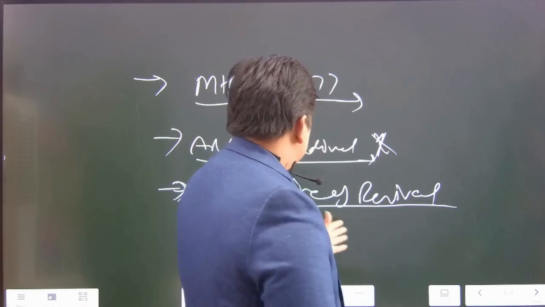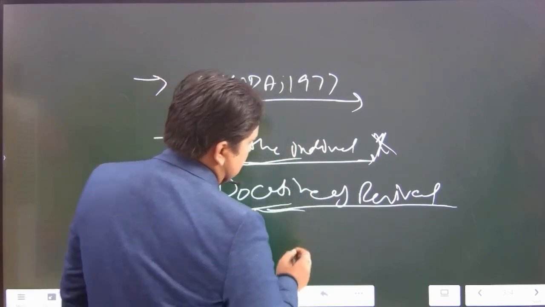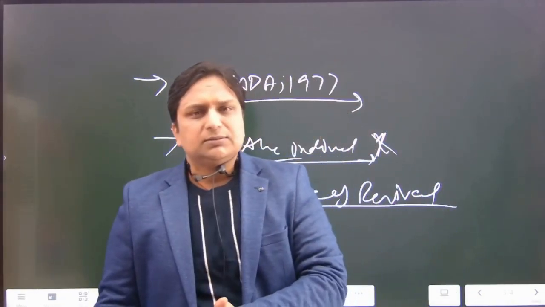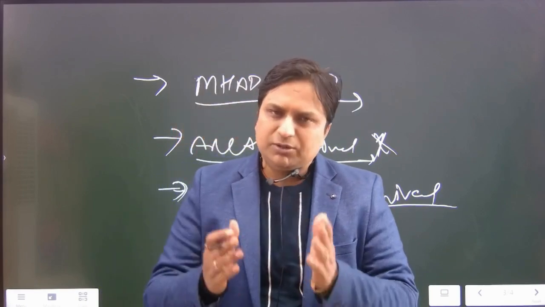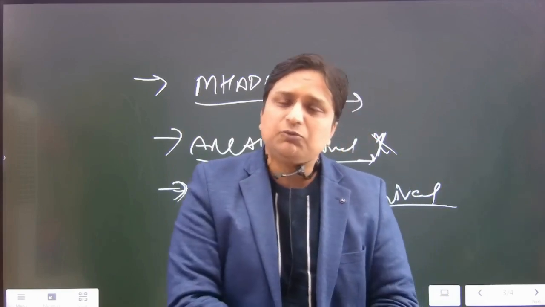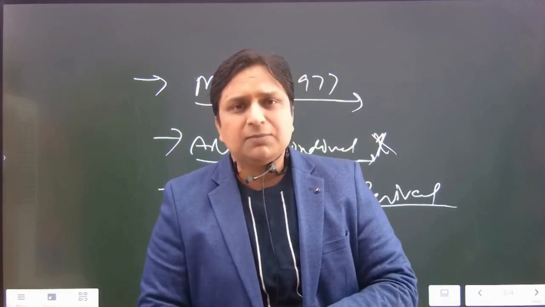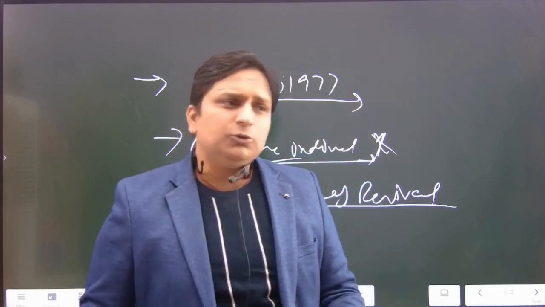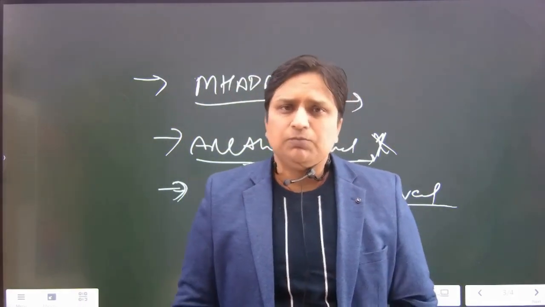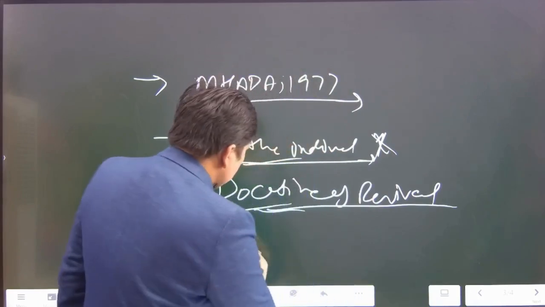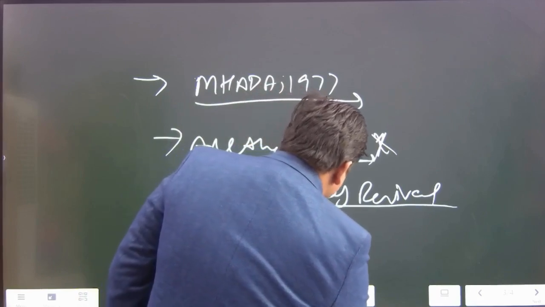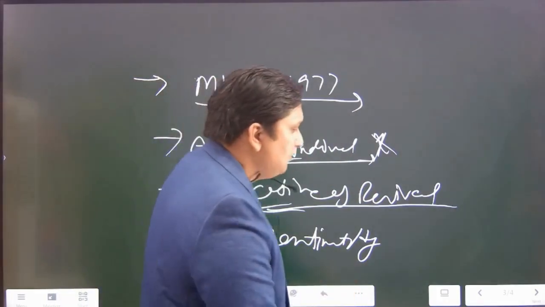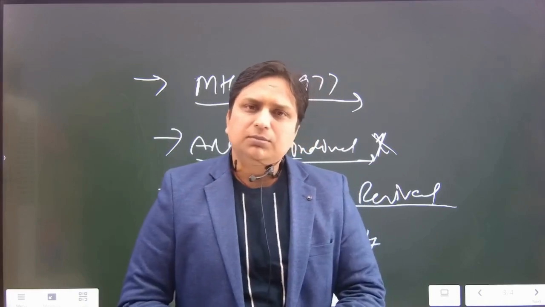So the doctrine of revival says that if any modified amendment or provision was struck down, it means that the previous provision which was in existence will remain in existence without any explicit judgment on that. There is no need to clarify that issue. And why was it so? Because for the continuity of the constitution, it is needed. Similarly, the constitution cannot remain in a vacuum.